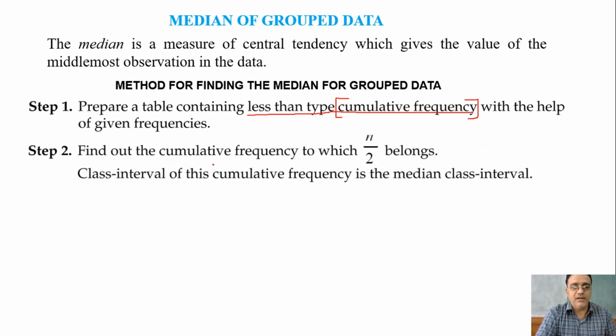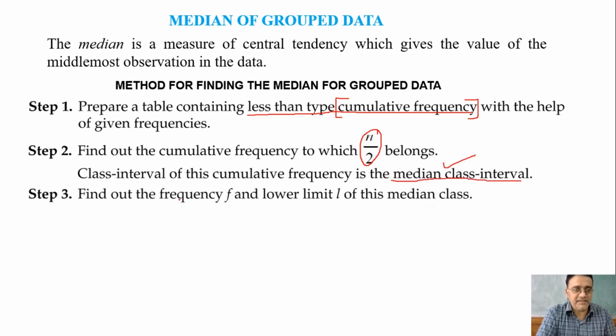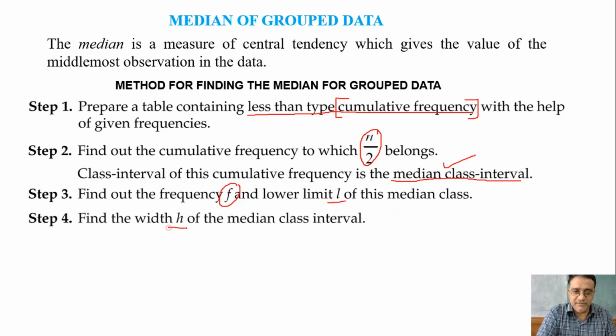Next, find out the cumulative frequency to which N by 2 belongs. The class interval of this cumulative frequency is the median class interval. First step, we have to form the cumulative frequency table. Then we have to identify which class N by 2 belongs to. That is the median class. Next, find out the frequency of that class and the lower limit of the median class, and find the width also. Then after getting all these values, we have to substitute in the formula.